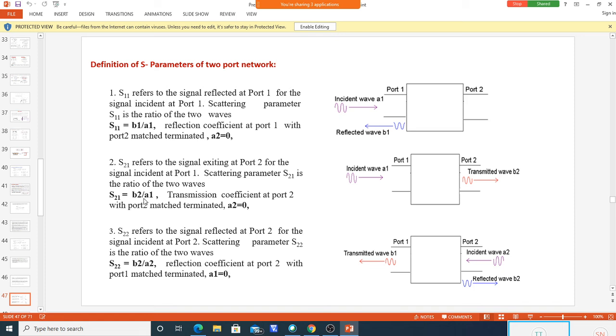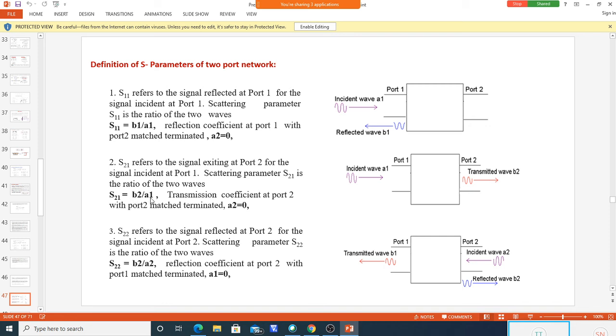But in the pass band, if it is a pass band filter, what do you want? S21 must be equal to 1 in the pass band. Pass band filters and stop band filters exist. How do you come to know whether it is a stop band or a pass band? Measure the S21.